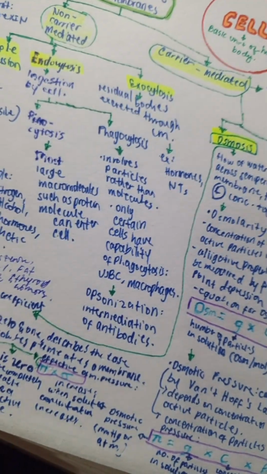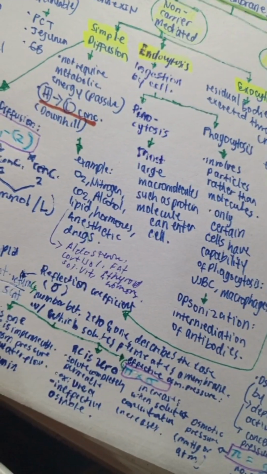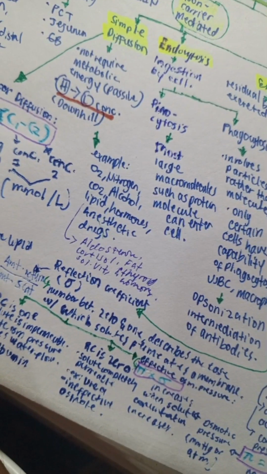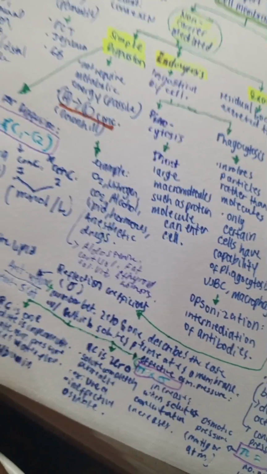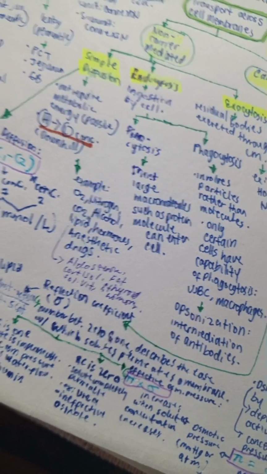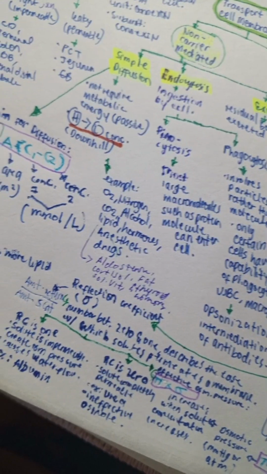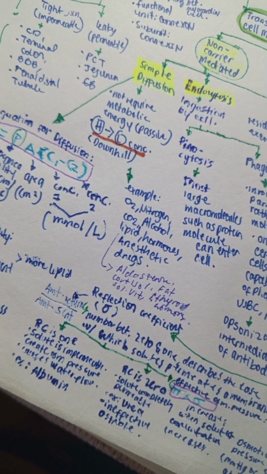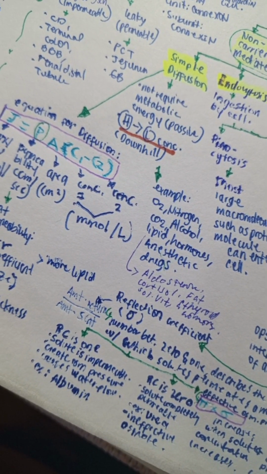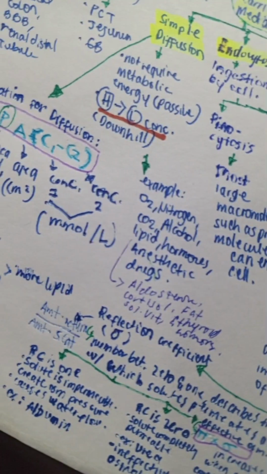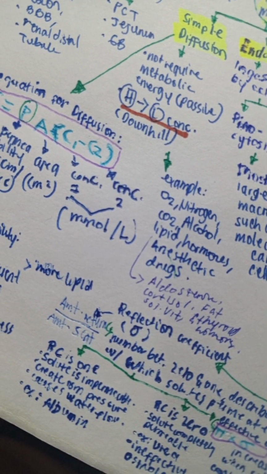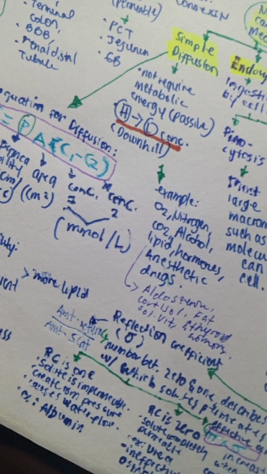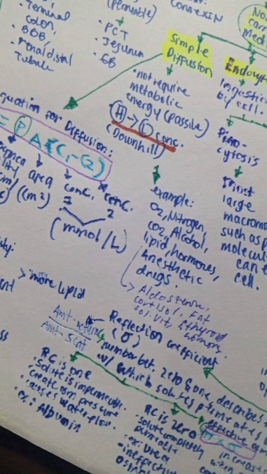Okay, so under osmosis, there's also what we call the reflection coefficient. This is a number between 0 and 1 that describes the ease with which a solute permeates a membrane. If the reflection coefficient is 1, the solute is impermeable, and it creates osmotic pressure and causes water flow. An example of this is albumin. It is impermeable and it creates osmotic pressure and causes water to flow.